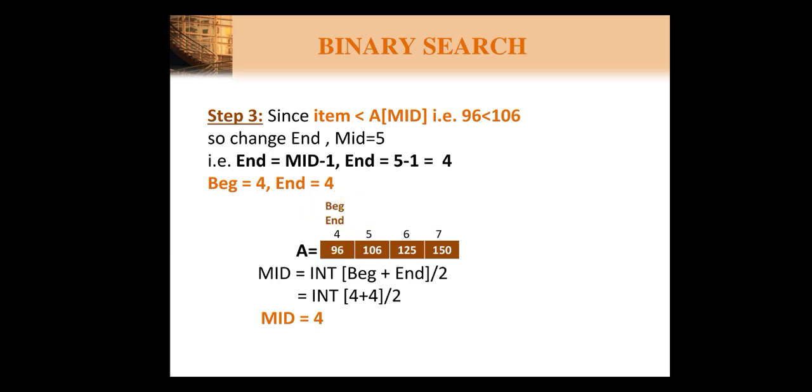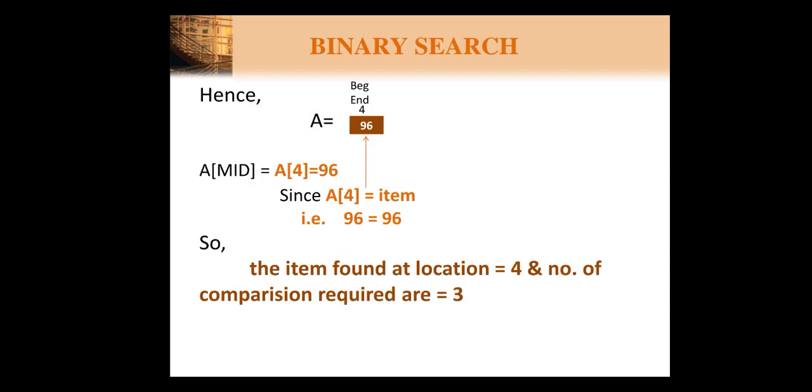Again, in our array we have only one element, but binary search works by dividing the array. So we calculate the mid position as beginning plus end divided by 2, that is 4 plus 4 divided by 2, 8 divided by 2, that is 4. So mid is pointing to the fourth index. We have to check whether A of mid is equal to atom, that means 96. A of mid has the value 96. So 96 is equal to atom 96. Yes, 96 is equal to 96. Hence the atom is found at location 4.